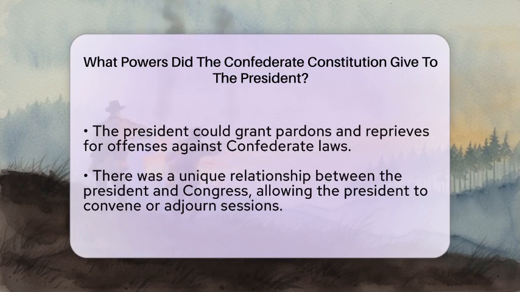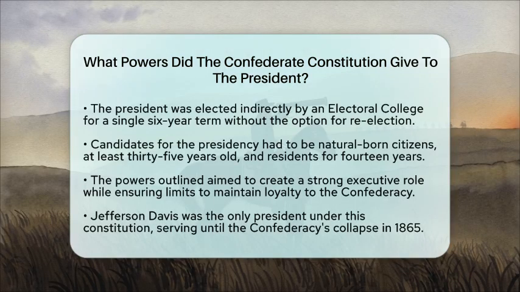In terms of election, the President was elected indirectly by an electoral college for a single 6-year term and could not seek re-election. Candidates had to be natural-born citizens or citizens of the Confederate States at the time of the Constitution's adoption, at least 35 years old, and residents within the Confederate States for at least 14 years.